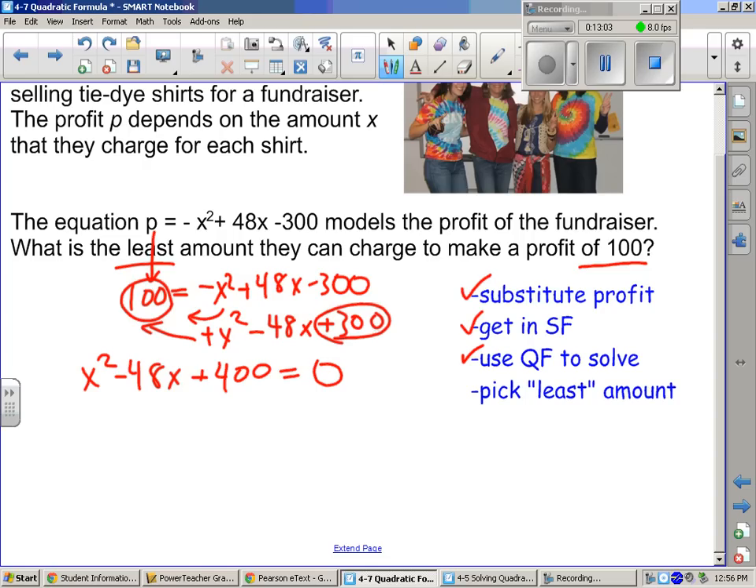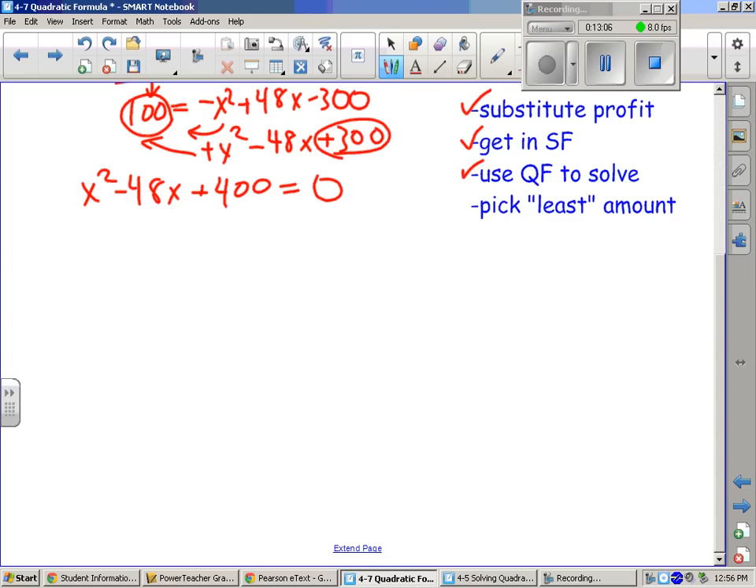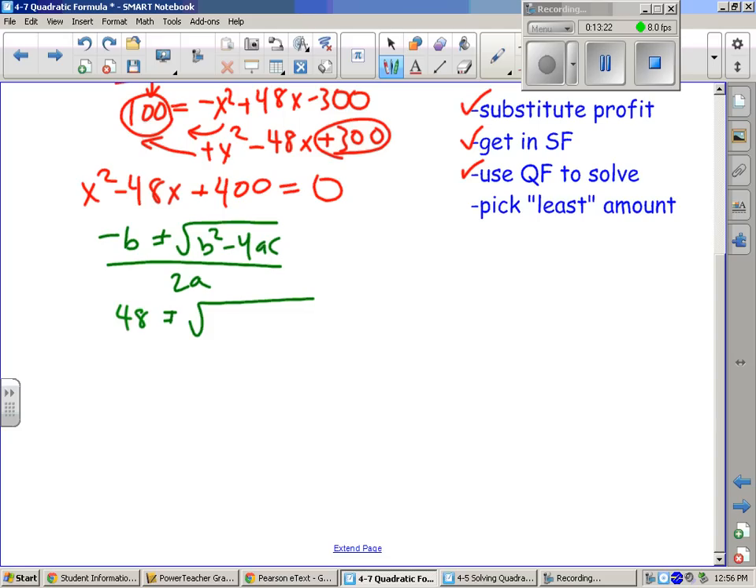Quadratic formula. So I'm going to put that in a different color. I'm going to write it down real quick. x equals the opposite of b, plus or minus the square root of b squared minus 4ac, all over 2a. So the opposite of b is 48, plus or minus the square root of b squared. 48 squared is 2304. And then 4 times a times c, that's 4 times 400 times 1, which is 1600. And then divided by 2 times 1, which is just 2.